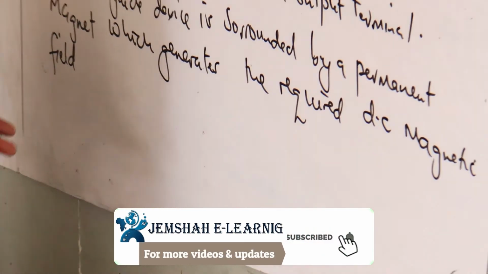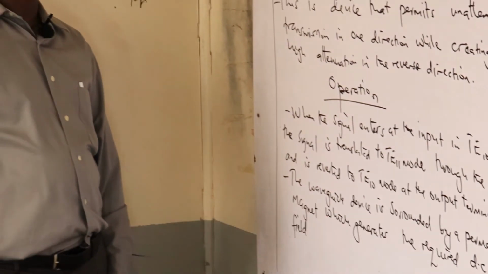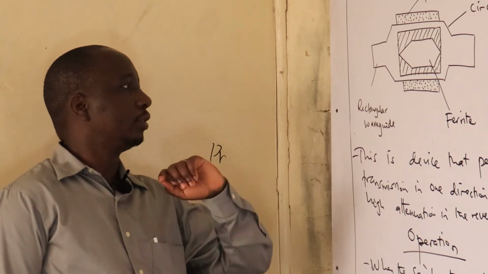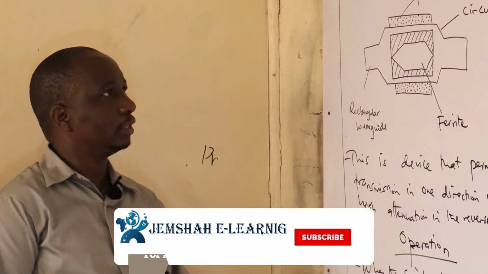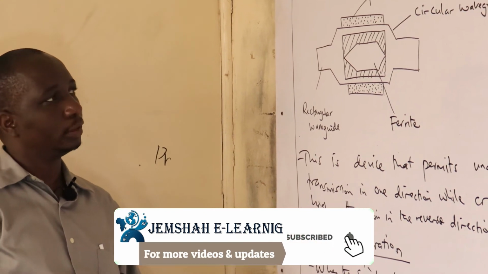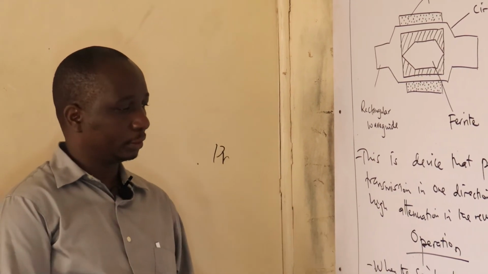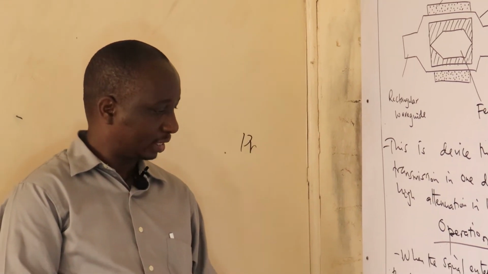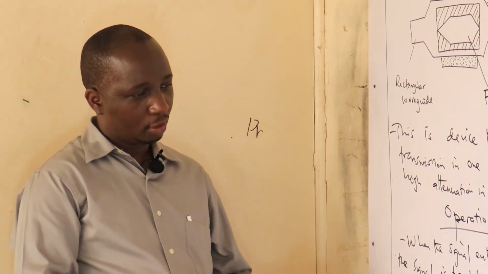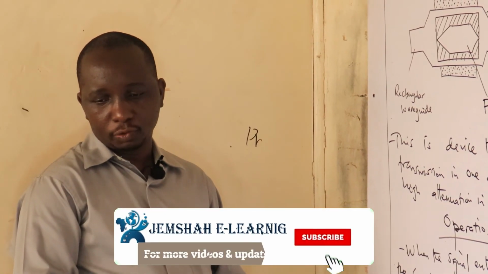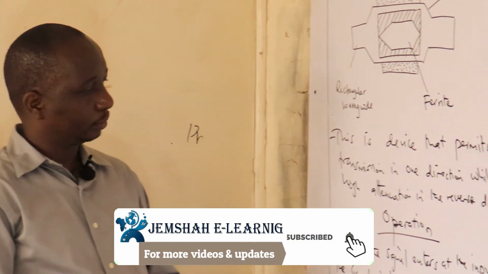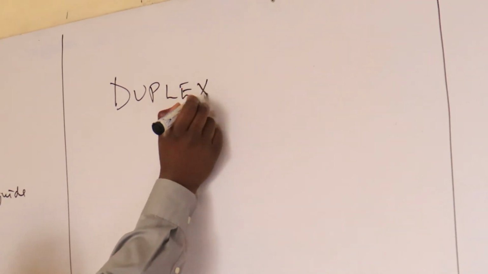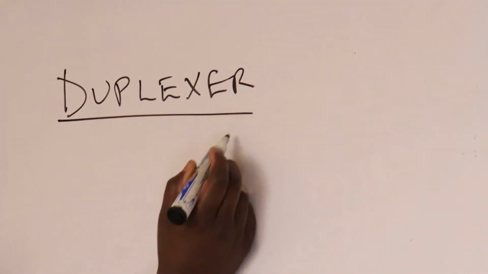So this is basically what we need to understand. That's the simple operation of the isolator. One of the things we are going to understand is that the rectangular waveguide is also coupled with the circular waveguide. This enables the translation from one mode to another, before it's reverted back to the initial mode for coupling at the output. So we are going to talk about the duplexer.